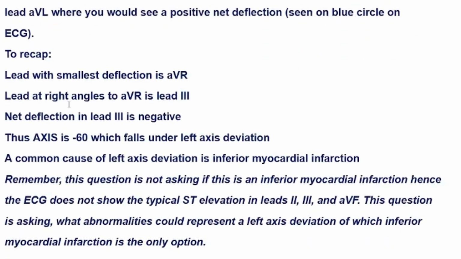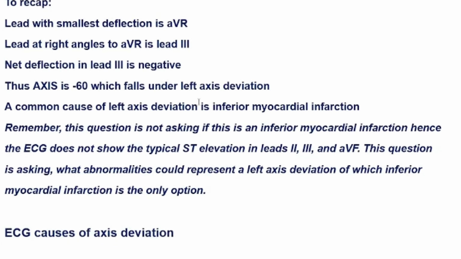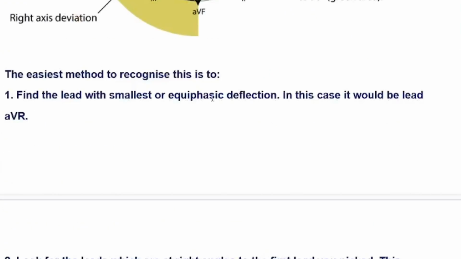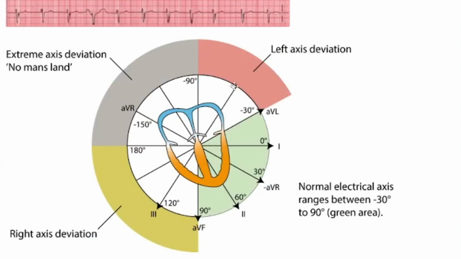To recap, first, our lead with the smallest deflection is aVR, and the lead at right angles to aVR is lead 3, and the net deflection in lead 3 is negative. Thus, as we explained, the axis is minus 60, which falls under left axis deviation.